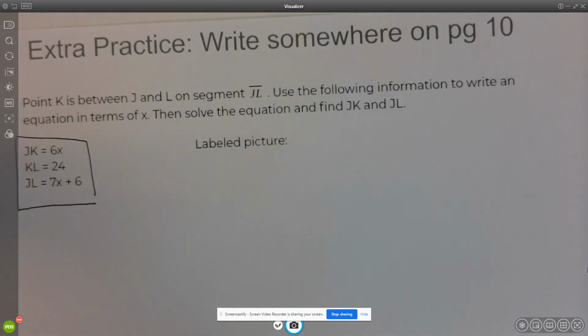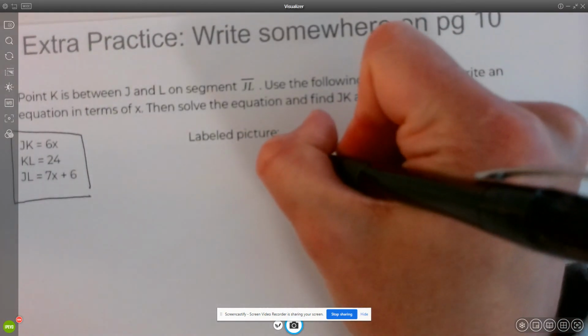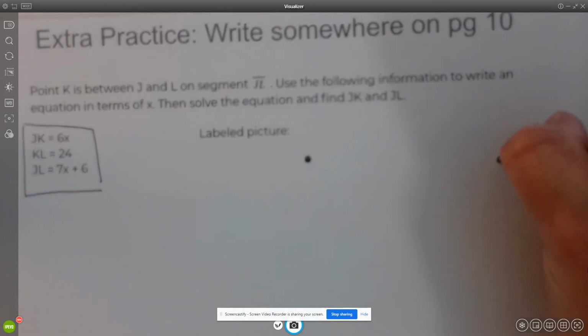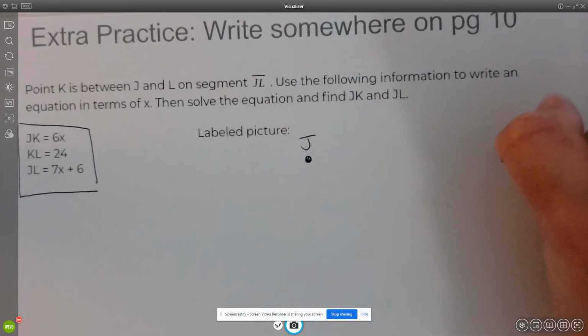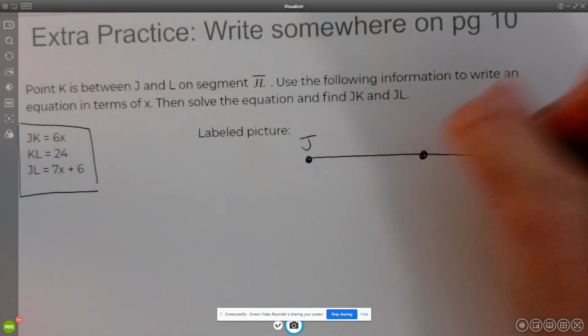So in this problem, it says point K is between J and L on segment JL. We're going to use the following information to write an equation in terms of x. Then we're going to solve the equation and find JK and JL. So first, let's draw a picture so we can see what's going on. It tells us that point K is in between point J and L. So I'm just going to draw a line segment, JL. And point K is just somewhere in between.